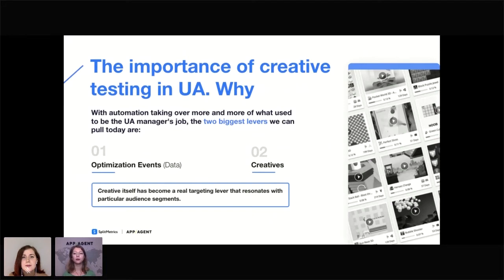And creatives are really becoming the targeting lever, so to say. A UA manager's job is no longer calculating the perfect bid and micro-segmenting the audiences to deliver the perfect personalized experience to each various segment. Nowadays, this is really driven by the creatives themselves, as less and less features and less data is available to us from the platforms themselves.